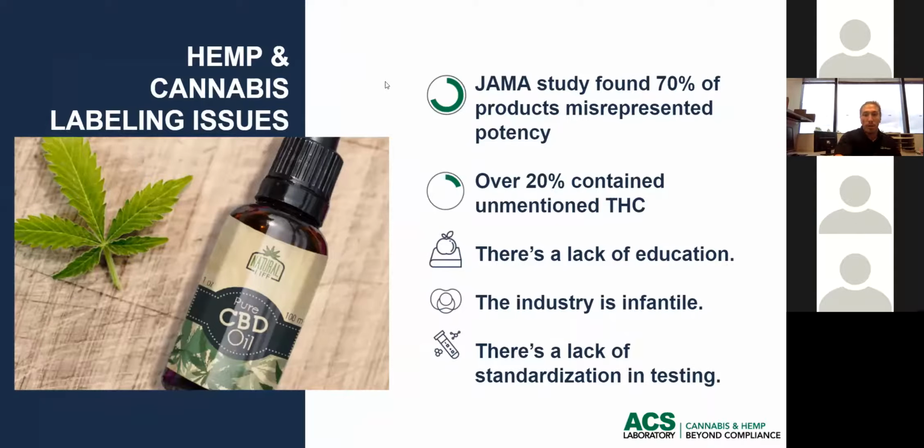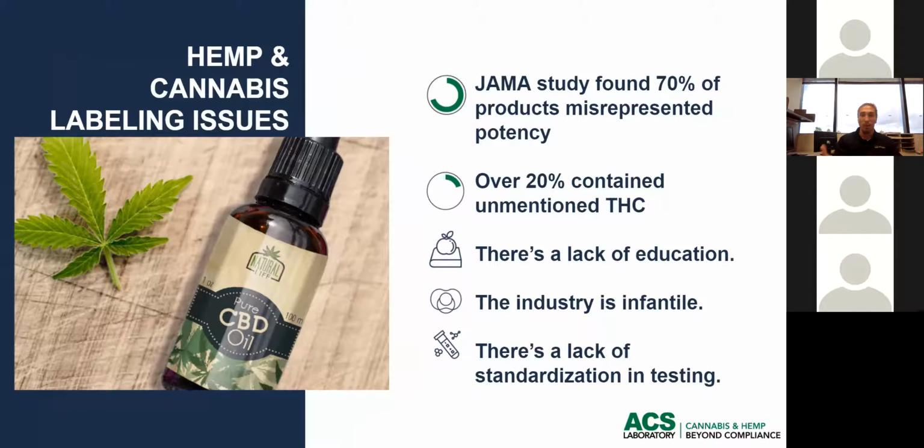So some common labeling issues and things that we're seeing in the state of the industry today are largely due to the infantile state of the industry. As we're seeing more regulations come out, we're starting to see more standardization in it, but there's still some problems. There was a study by the Journal of American Medical Association that tested quite a few CBD products. Of all those products they tested, they found 70% were actually misrepresenting the cannabinoid content on those products.